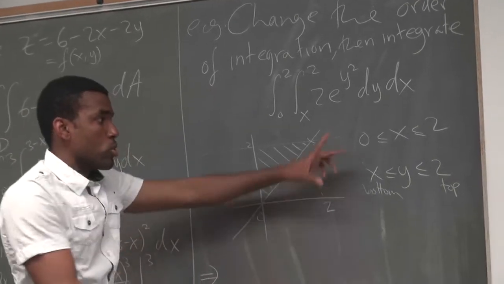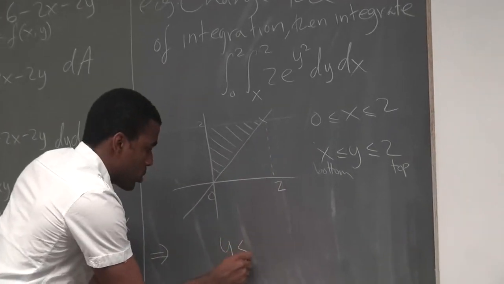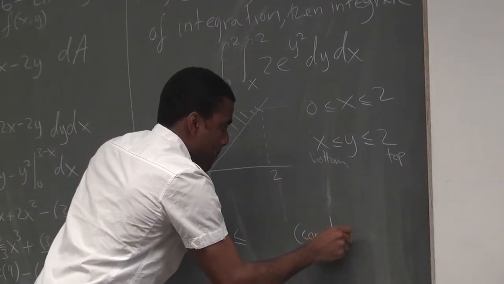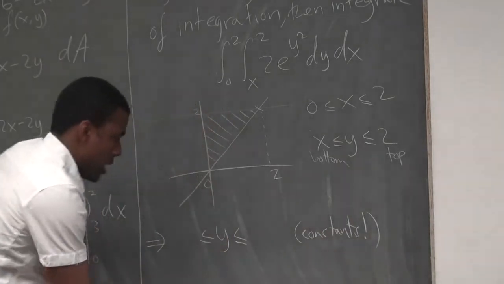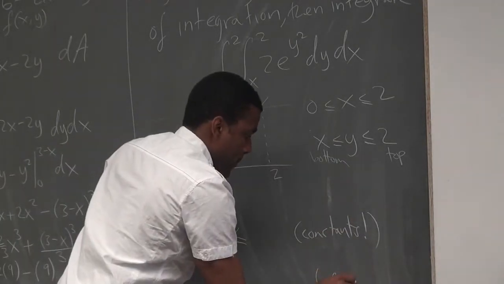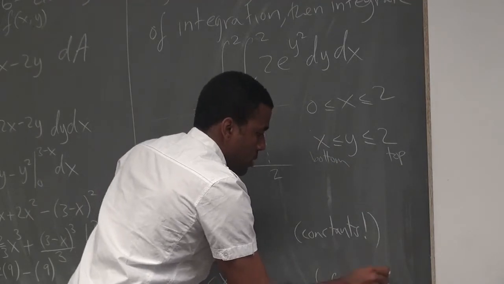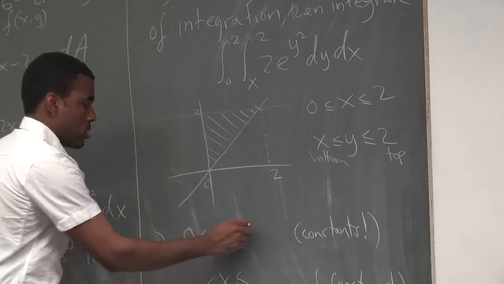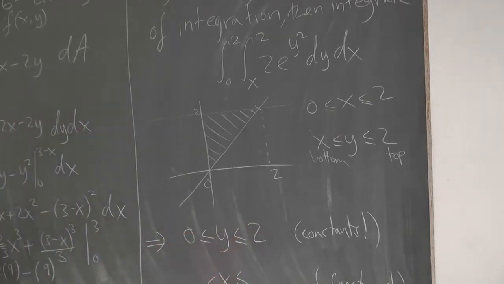So now we're actually going to switch the roles. We want to describe y to go between constants and the x to go between functions. So describe the exact same region, but now in the reverse way. What are the constants for the y? 0 to 2. So again, 0 to 2. What about for the x, the functions? 0 to y.